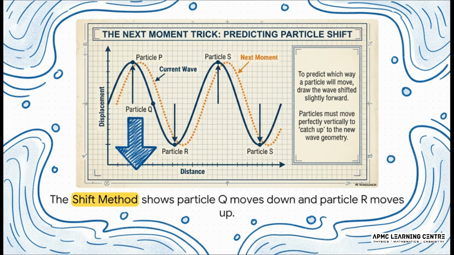The solid line is the wave now. The dotted line is the wave a split second in the future. So for particle Q to get onto the new wave, where does it have to go? Down. And particle R? It has to move up to catch its new spot. It's a dead simple visual trick that gives you the right answer every single time.